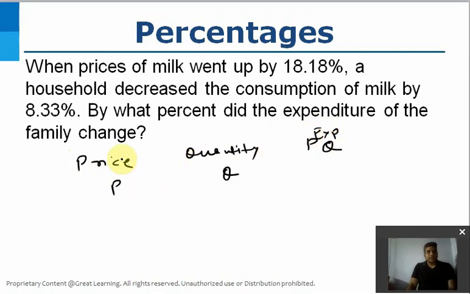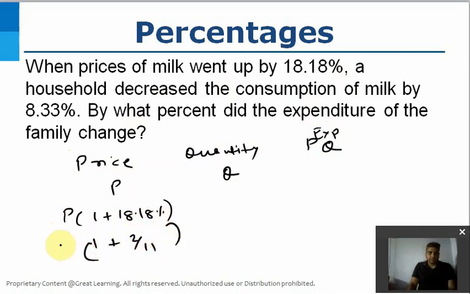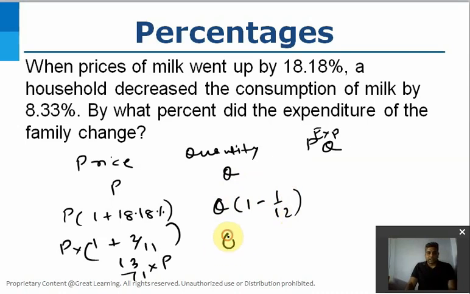Now what has happened? Price of milk went up by 18.18%. So P times 1 plus 18.18%, and I know 9.09 is 1 by 11, so 18.18 is 2 by 11. This is 2 by 11 into P, so 13 by 11 into P it becomes. And it says that the consumption of milk decreased by 8.33%. 8.33 is nothing but 1 by 12. So this becomes Q times 1 minus 1 by 12, and this is nothing but Q into 11 by 12.